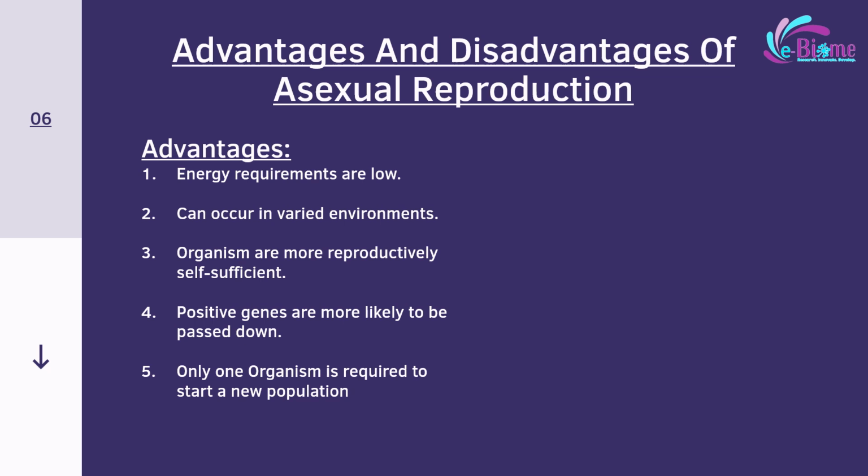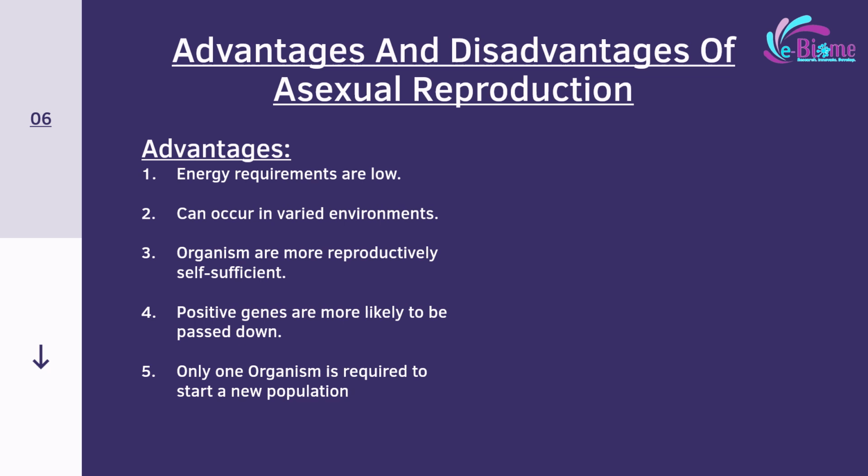Another advantage is that positive genes are more likely to get passed down because there's no mates to introduce bad genes into the offspring. Another advantage is that only one organism is needed to start a new population because a mate is not required for this form of reproduction to occur.